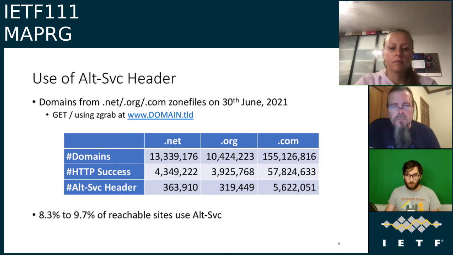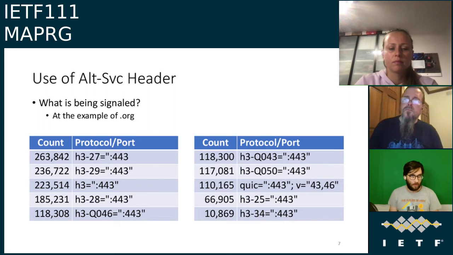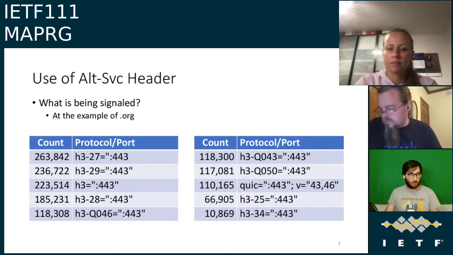When we look further into those headers, here at the example of the .com zone, you can see the counts of protocols and ports that are being announced. Most of those that use the alternative service header announce some version of HTTP/3, such as h3-27. It basically means draft 27, and so on. So this header is actively being used on the internet to signal QUIC support today.